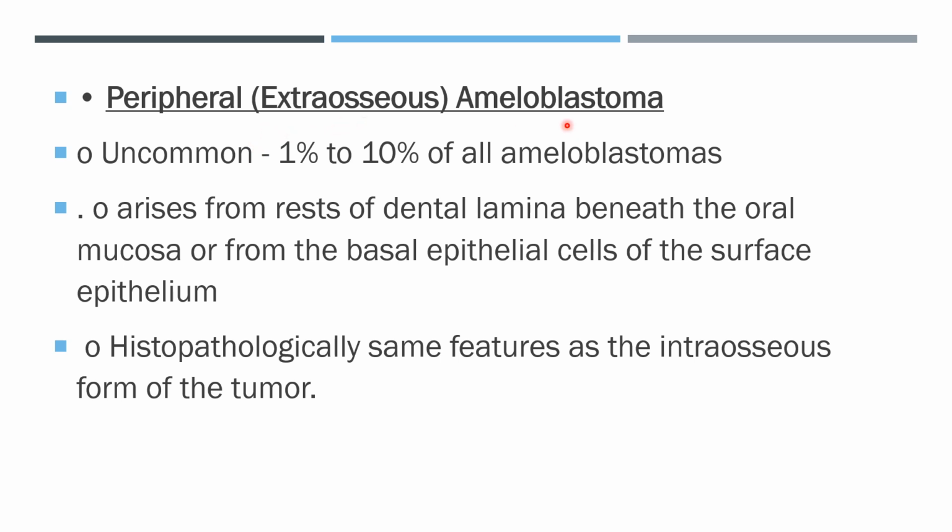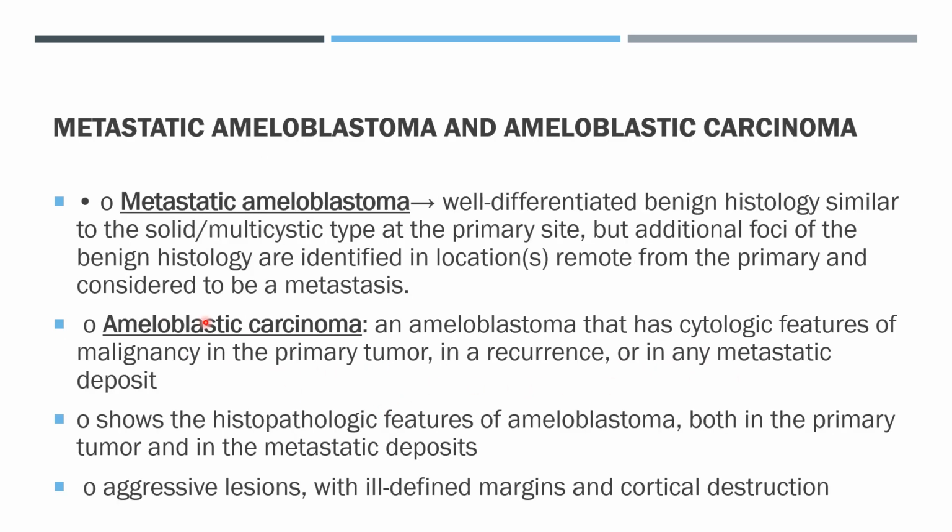Peripheral or extraosseous ameloblastoma is uncommon, only 1 to 10% of all ameloblastomas. It arises from the rests of dental lamina beneath the oral mucosa or from the basal epithelial cells of the surface epithelium. Histopathologically, it has the same features as the intraosseous form of the tumor.